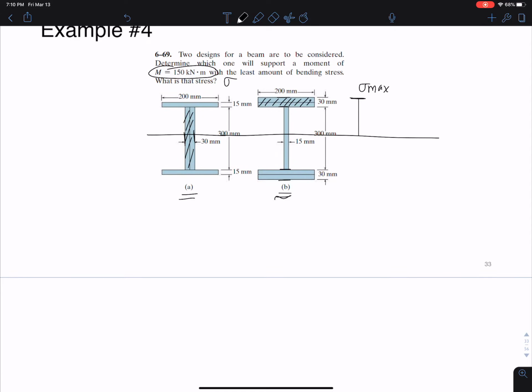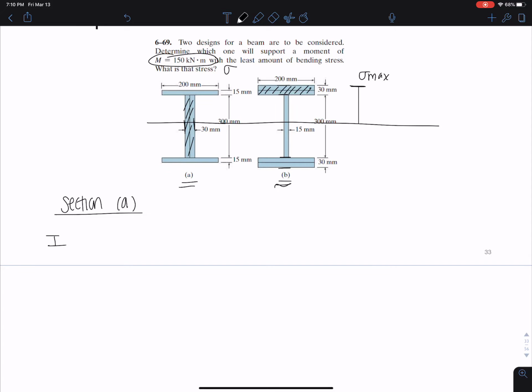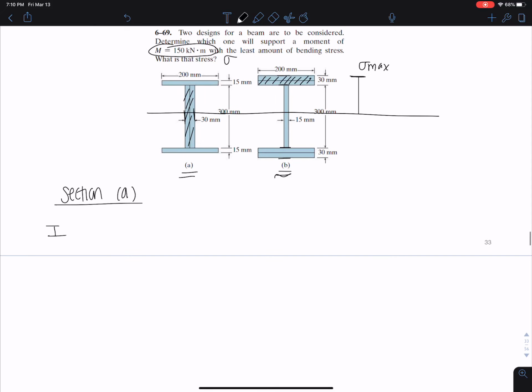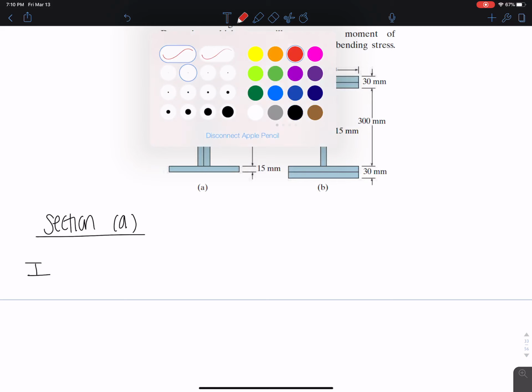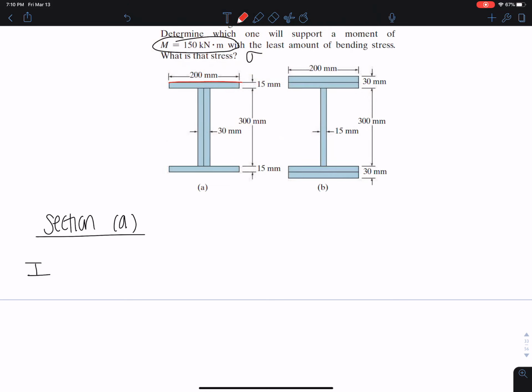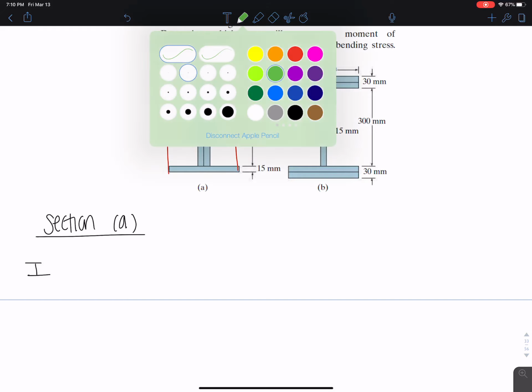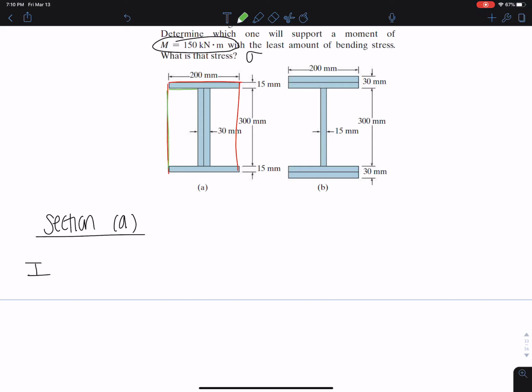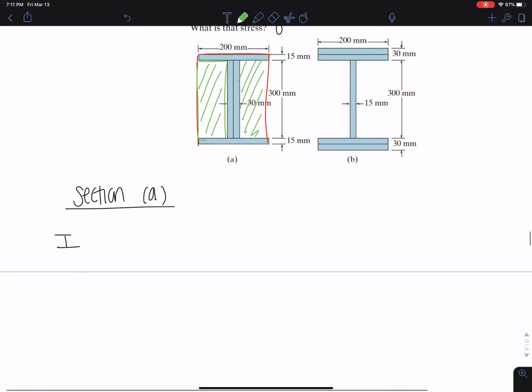So section A, let's start with section A. The first thing we want to do is find the moment of inertia of section A. I'm going to do this a little bit of a different way. I'm going to erase this stuff so I can show you the alternate way of calculating moment of inertia, in case you did not like the parallel axis theorem. We can take the whole moment of inertia of this block, but then subtract the moment of inertia of this and of this section, and I will get my answer that way.